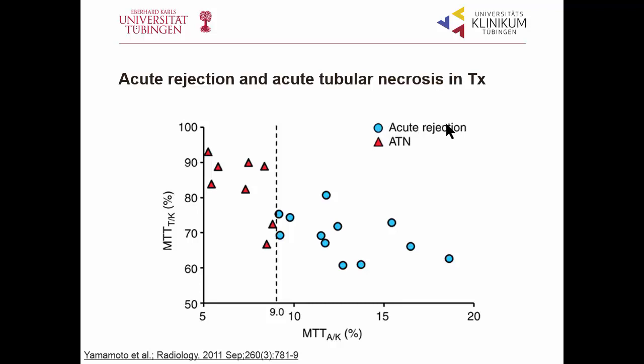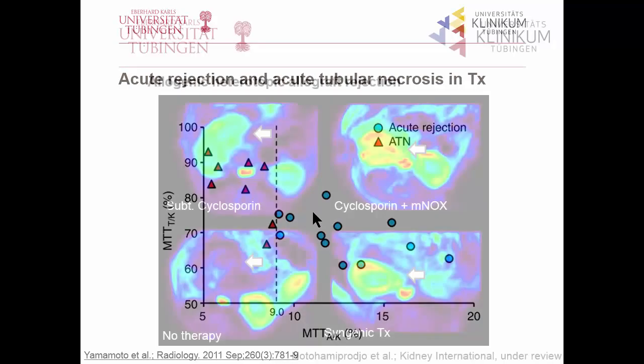And this is work from NYU, where they could distinguish between acute tubular necrosis and acute rejection by looking at the vascular transit time. And we can see that in acute rejection, the vascular transit time is much longer than in acute tubular necrosis. And so we can do therapy decision based on perfusion MR.